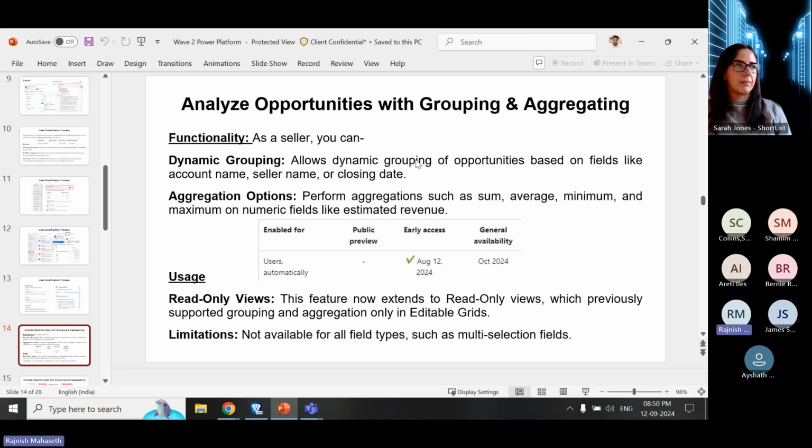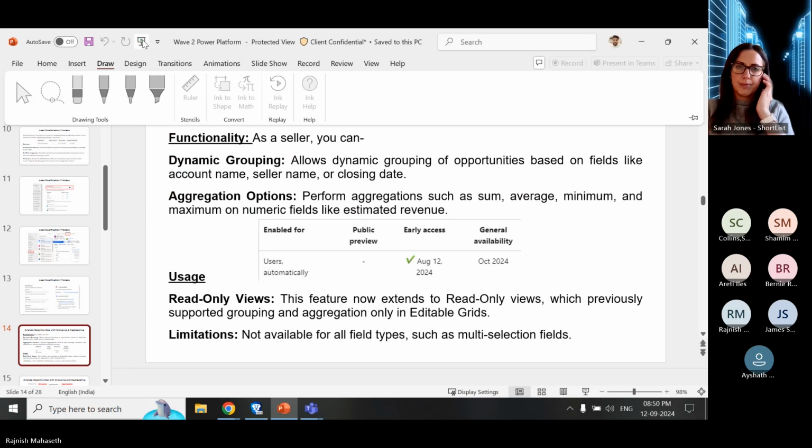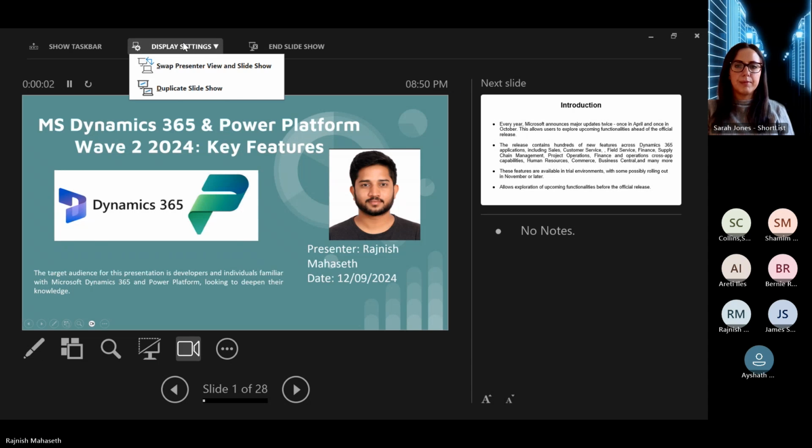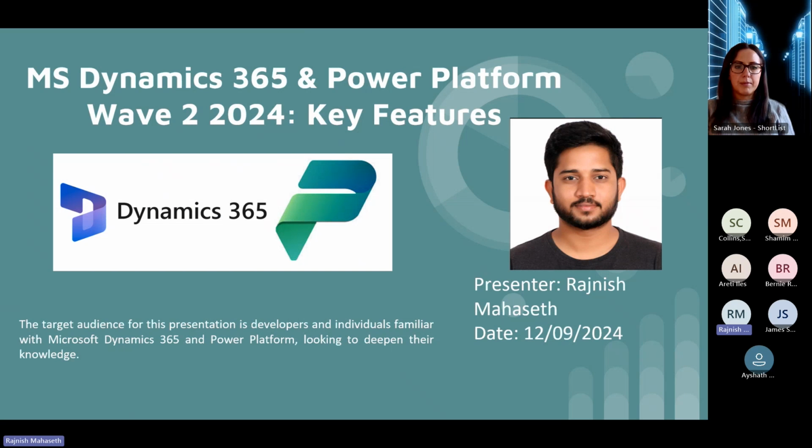analyze opportunity with grouping and aggregating. Okay, so in this new release, grouping and aggregation options have been added to the read-only views. Previously, this functionality was only available in editable grids. But now you can group the opportunity dynamically based on certain fields like account name, seller name, or closing date or month, as well as perform aggregations. Let's say we have the field estimated revenue, total revenue and all. So simply you can get the sum, average, minimum, maximum, all those things.